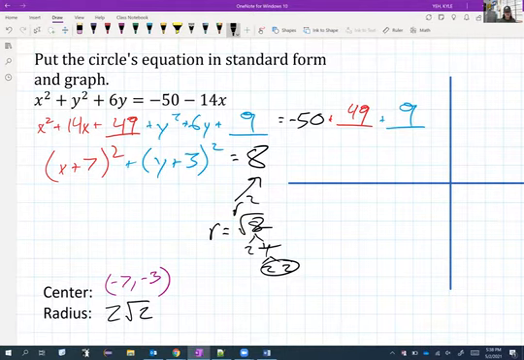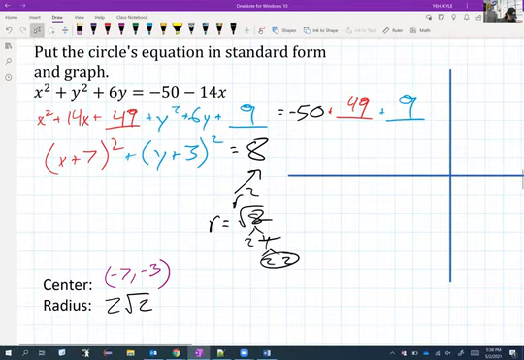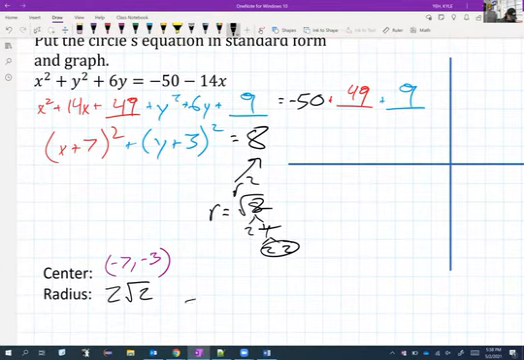Now, you might need a calculator for this, and nothing wrong if you do. But 2 root 2, I know that square root of 2 is like 1.41-ish. So it's about 2.82, the radius. So almost 3 for the radius, and that's enough for a sketch. I can go 1, 2, 3, 4, 5, 6, 7.